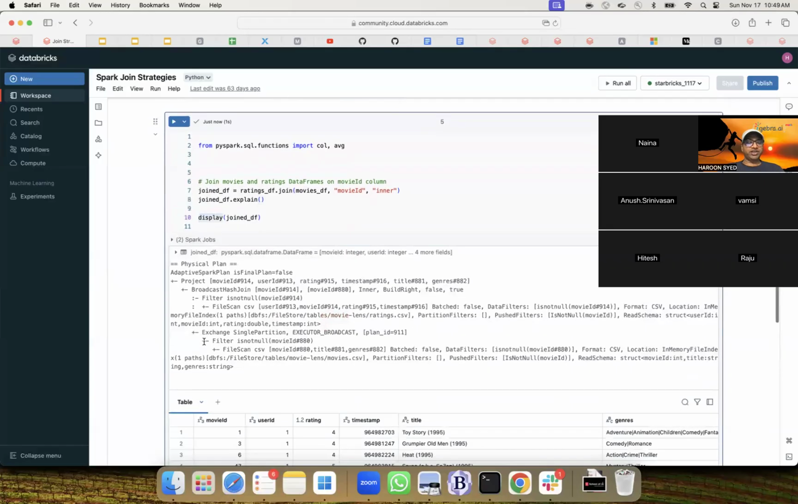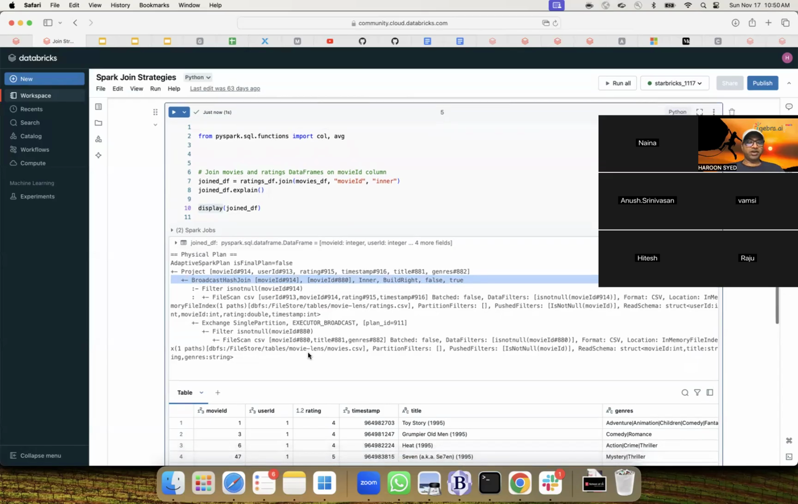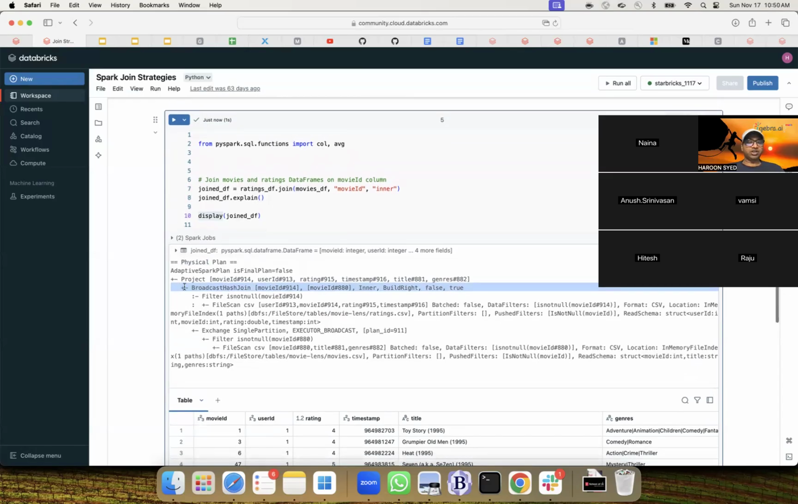Where it says physical plan, adaptive Spark plan, what it is using is broadcast hash join. File scan, single partition, executor, broadcast, file scan CSV, all of this.